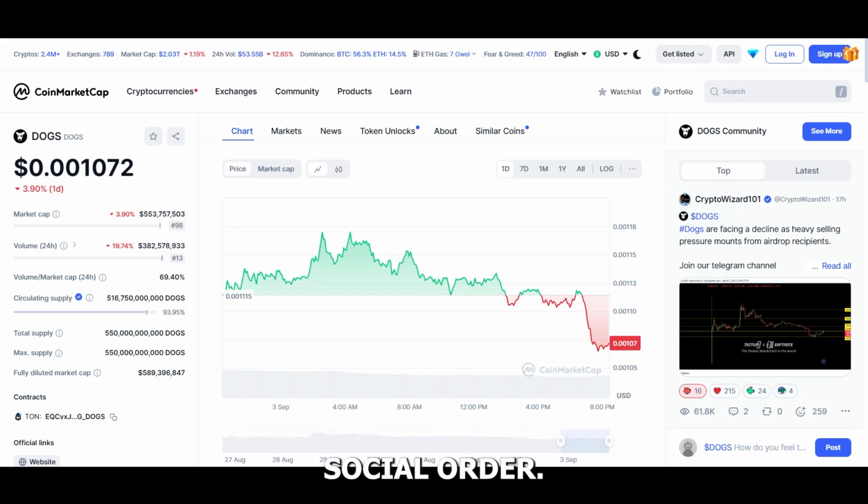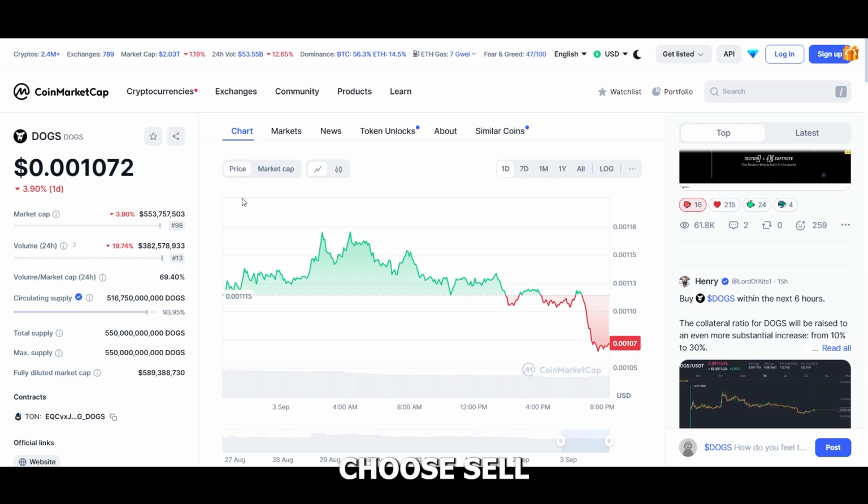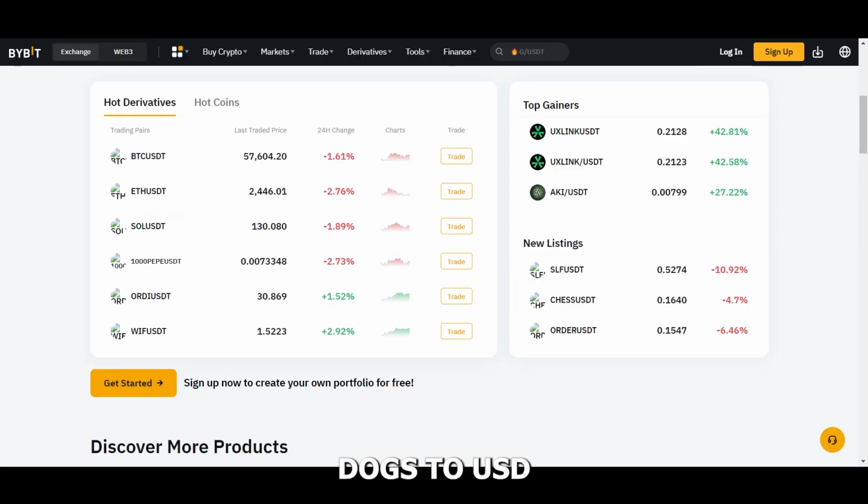Initiate a sell order. Tap on DOGS to bring up the trading interface. Select market as the order type instead of limit. Choose sell to convert DOGS to USDT because this is very important. Input the amount of DOGS you want to sell and tap 100% to sell your entire balance.